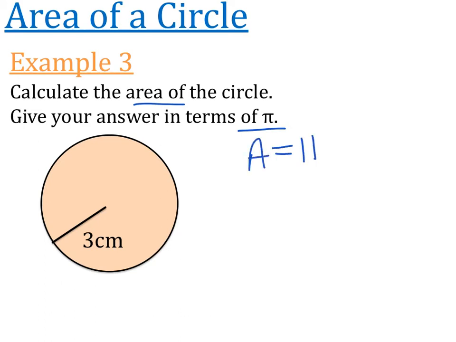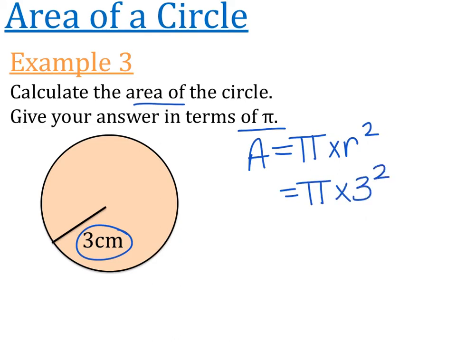Area equals pi times r squared. They definitely gave me the radius in the circle. So pi times 3 squared. 3 squared is 9, so that's pi times 9. And then I can just nicely write that as 9 pi. Okay, that's it. I don't need my calculator at all. I don't need to do anything else with that. I can just leave it as 9 pi centimeters squared. All right, that's it. That's the whole question done.